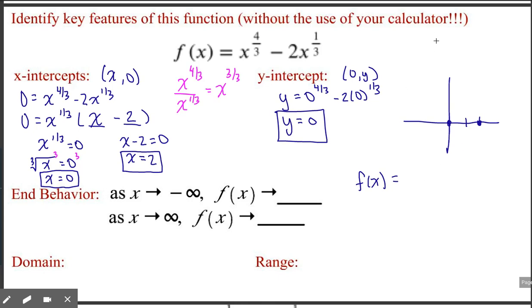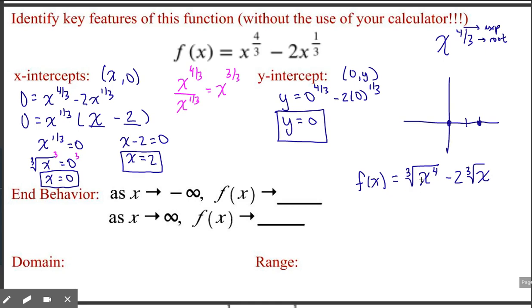Remember, when we see something like x to the 4/3 power, I can think of that denominator as a root and the numerator as an exponent. So I could rewrite x to the 4/3 as representing the cube root of x to the 4th power. And I can choose if I want to put the 4th in the radical or outside of the radical. Minus 2 times the cube root of x. So what I want us to think about when we consider the domain is the root.